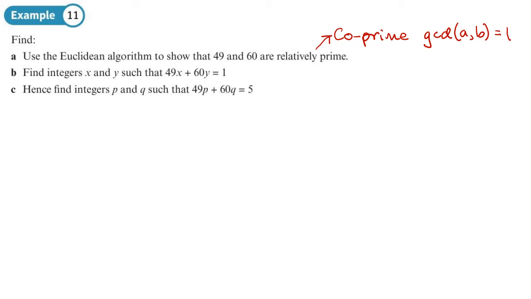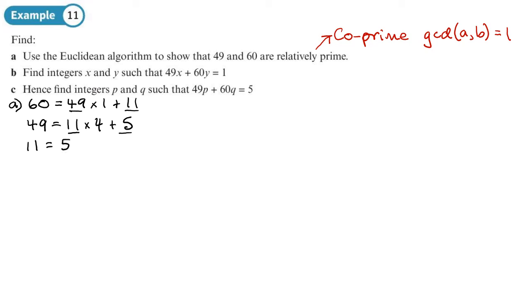Right, so first thing is to write 60 equal to 49 times by something plus a remainder. Well, it's going to be times by 1 with a remainder of 11. Shift across the 49 and 11. So you've got 49 equals 11 times something, which is 4. So that's 44 plus a remainder of 5. Shift across the 11 and the 5. So 11 equals 5 times, well, it's going to be 2 plus a remainder of 1.